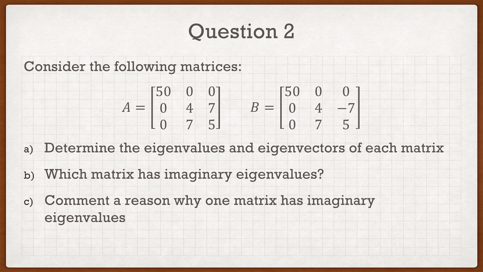The question itself says, considering the following matrices, and we have two matrices, they're both 3 by 3, and they're labeled A and B. It says, determine the eigenvalues and eigenvectors of each matrix, and then, which matrix has imaginary eigenvalues? If you remember, an imaginary number is basically the square root of -1. If you take the square root of a negative number, it technically doesn't exist, which is why we call it imaginary. We're going to find out that one of these matrices, either A or B, has imaginary eigenvalues. And part C asks us to comment on a reason why one of these matrices has imaginary eigenvalues.